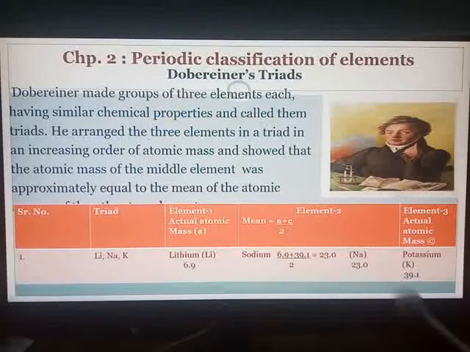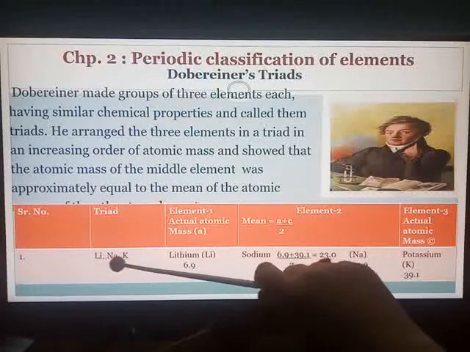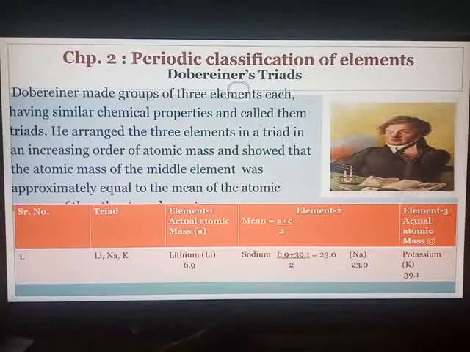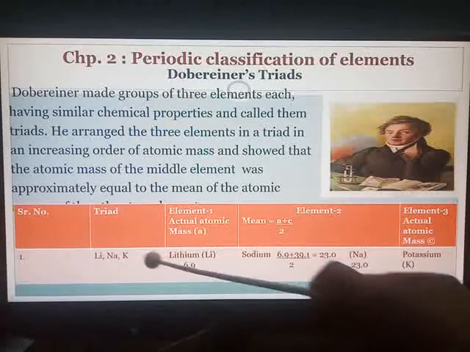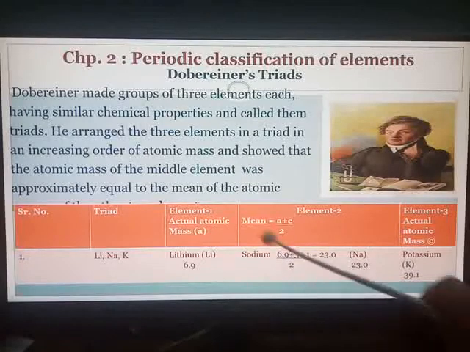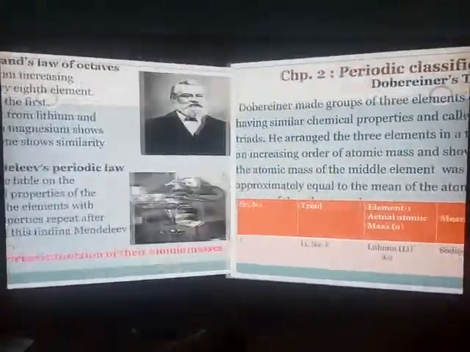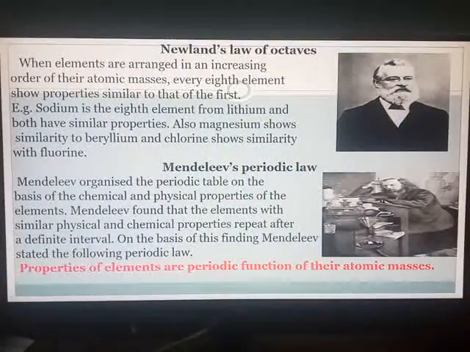And a good example we had taken: lithium, sodium, potassium. Lithium's actual atomic mass was 6.9. So by adding the atomic masses of lithium and potassium, dividing by 2 because average, you got the actual atomic mass of sodium. Next is Newlands' law of octaves.